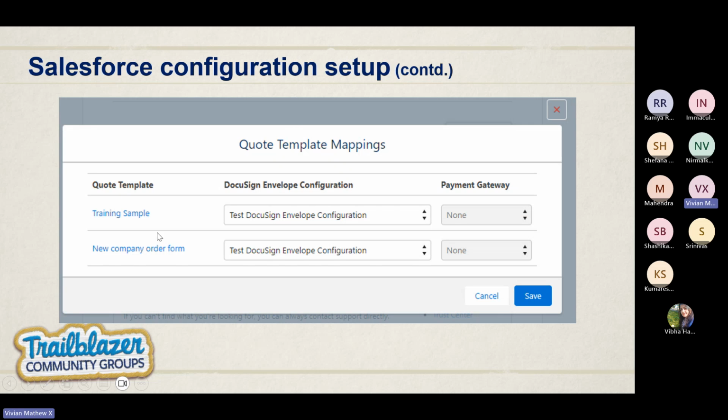So this is the setting. These are the code templates that you have created, and you'll be able to choose the DocuSign envelope configuration that you have created. So if you have multiple envelope configurations for different objects, you can make use of them. Again, in the code template, you can create sections, and those sections are reusable among all these templates. For instance, if you are creating a section for products, you can make use of that product section in a different code template.